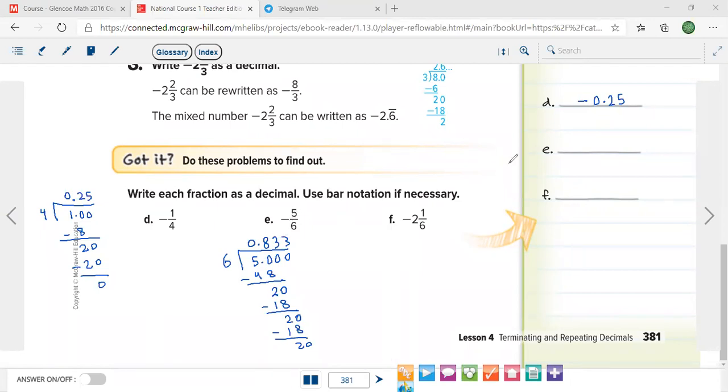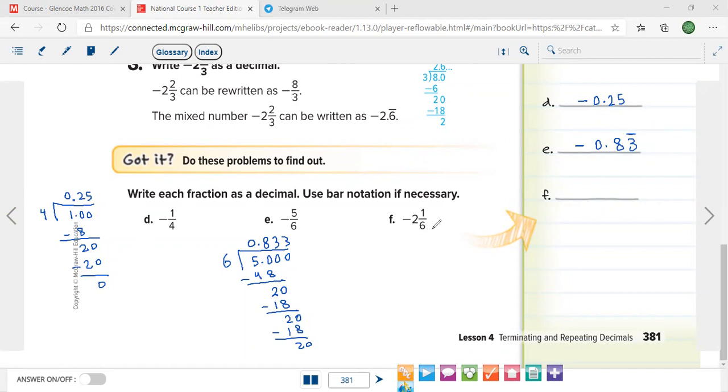But don't forget the negative. So you write here the negative first, then you write 0.8, and only the 3 is repeated. Don't make a mistake and make a long bar for both. This will be a mistake. Only the 3 is repeated.